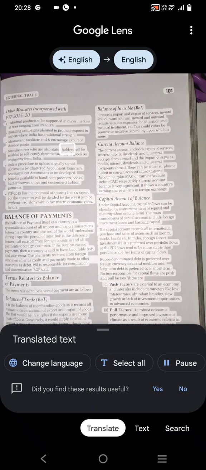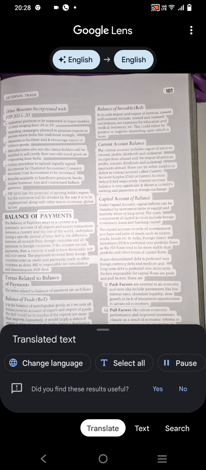Manufacturers who are also status holders will be enabled to self-certify their manufactured goods as originating from India. An online procedure to upload digitally signed documents by chartered accountants, company secretaries and cost accountants is to be developed. Benefits are available to handloom products, books, leather footwear, toys and customized fashion garments. FTP 2015 has the potential of spurring India's exports, but the outcomes will be determined by the way it is implemented along with other macroeconomic global factors.